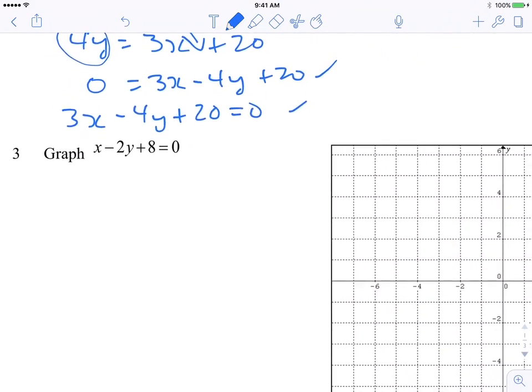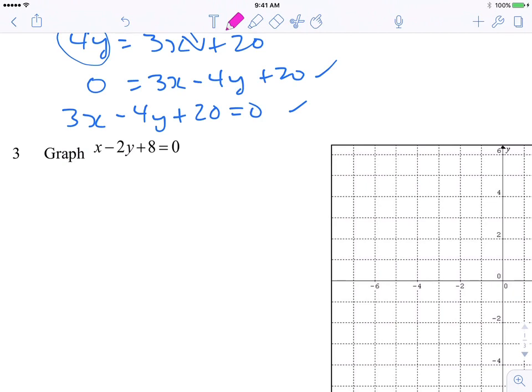How do I graph this? Well, again, in order to graph, it's easier when you have it in y equal mx plus b format. The reason is because we can use the slope for rise over run, and the y-intercept gives us a starting point to graph our line.